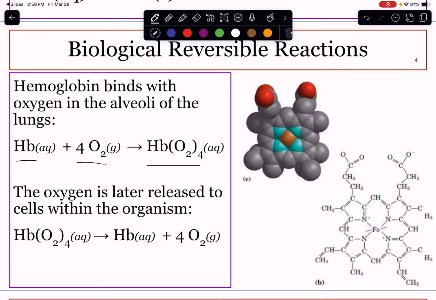This reaction's ability to reverse is crucial for oxygen transport in the blood, because later this whole reaction reverses and the oxyhemoglobin turns into hemoglobin that is separate from the 4 oxygens, and the 4 oxygen molecules are released into the cells. The hemoglobin molecule then travels back to the lungs to bind with 4 more oxygen molecules.